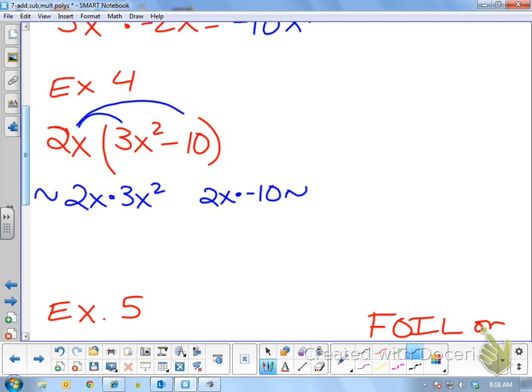So again, this is more of a mental process. This is what we're doing at this moment in time. But when you actually go to do the problem, you're probably not going to write that down. It's just what we're thinking right now.